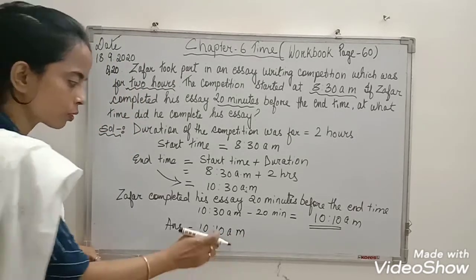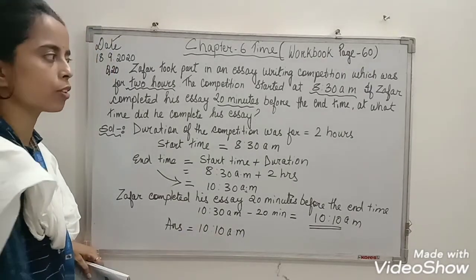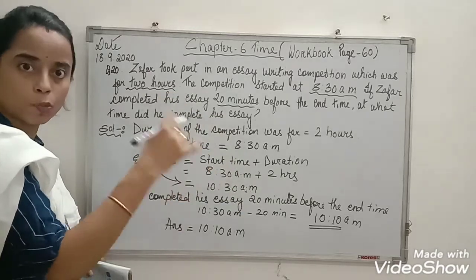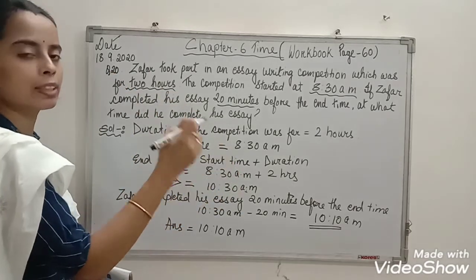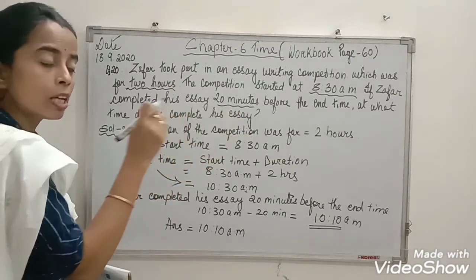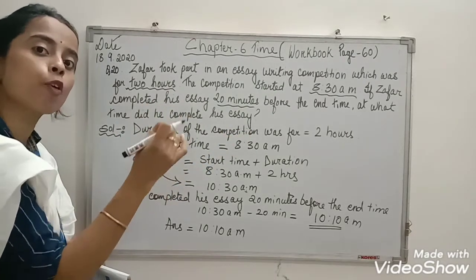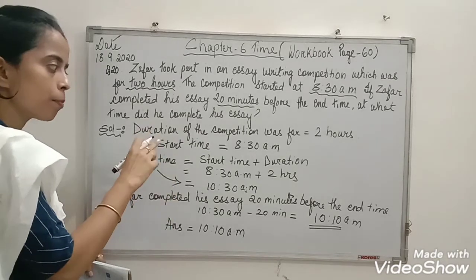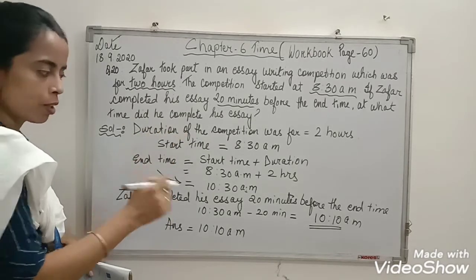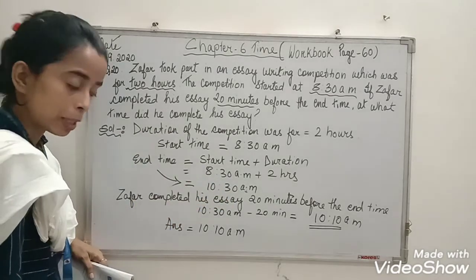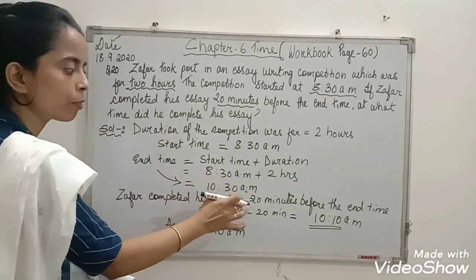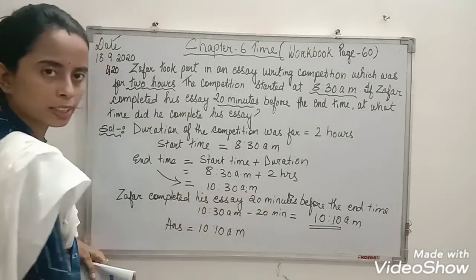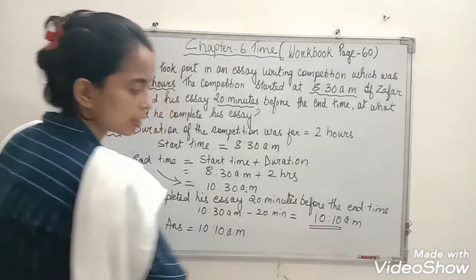Clear, children? So this is the thing you have to find out in this question. Jafar is a boy. He took part in an essay competition, which was for 2 hours. Starting time of the essay competition was 8:30 a.m. But Jafar completed 20 minutes before the end time. So first we have to calculate the end time from the given duration and the start time. We got it? How much? 10:30. But Jafar completed 20 minutes before the end time. Our end time is 10:30. So 10:30 a.m. minus 20 minutes. At what time did Jafar complete his essay?